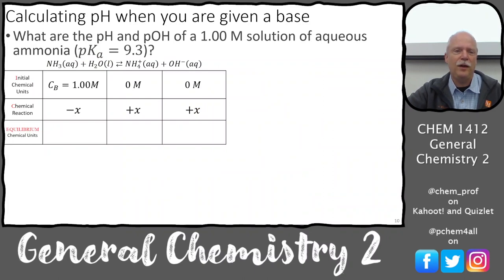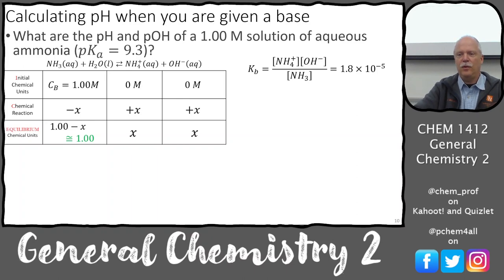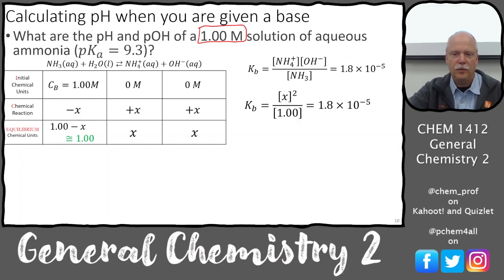Okay, so here's the rest of that problem. Now we've found the Kb. We have the equation, and we make the ICE table. We have one minus x and x and x, and we can assume that this is small, because again our Kb is 1.8 times 10 to the minus 5, and here's our concentration. So that divided by that number is way greater than 100. And so we can assume that it's just x squared over 1.